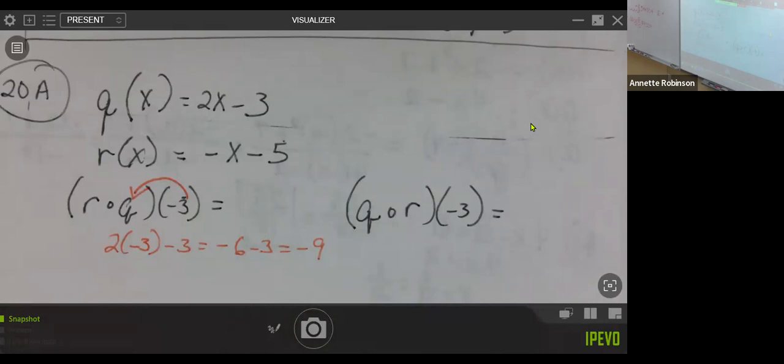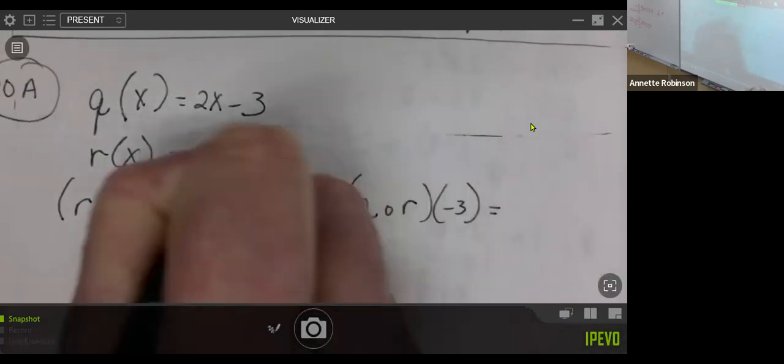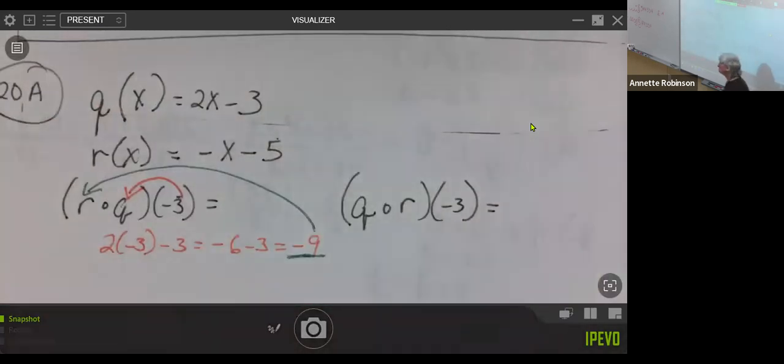Now you're going to take the negative 9 and plug it into r. Take function r, negative x minus 5, so negative of negative 9 minus 5. He's been whooped.